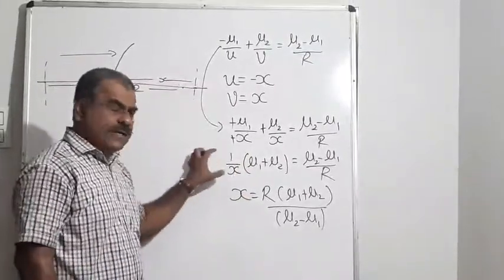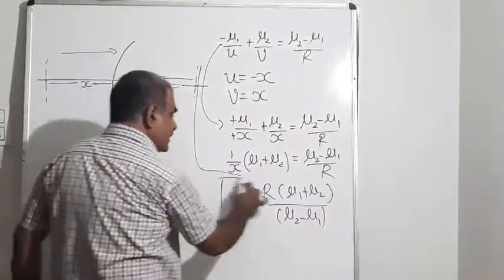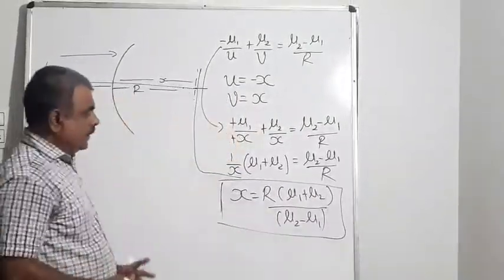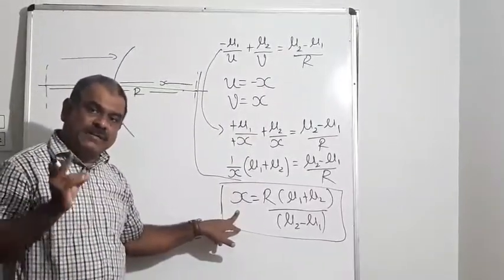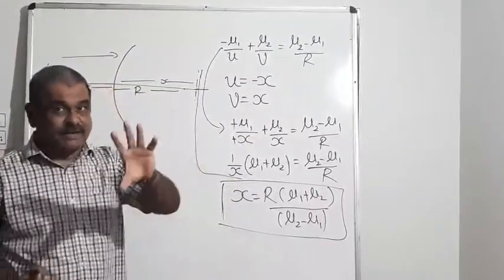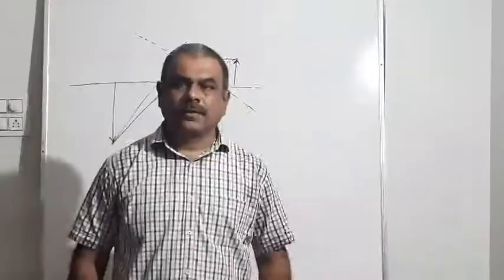This derivation, if you can remember, it is quite simple, but prepare this concept properly. This is the distance of the object to get a real image at the same position. This is one application. Now the second application is magnification, that we are going through.